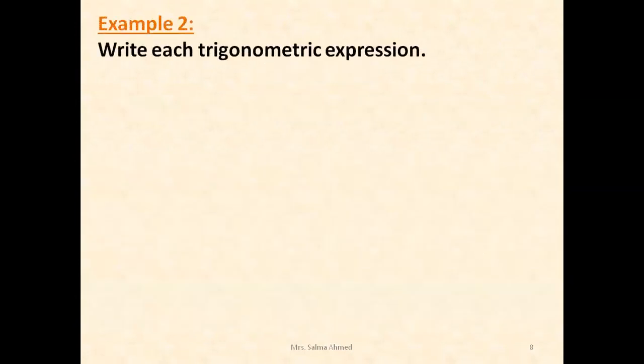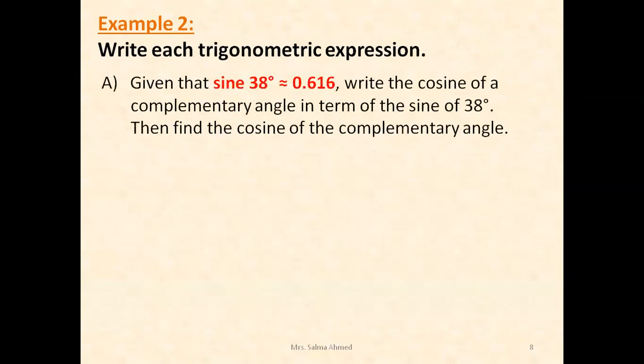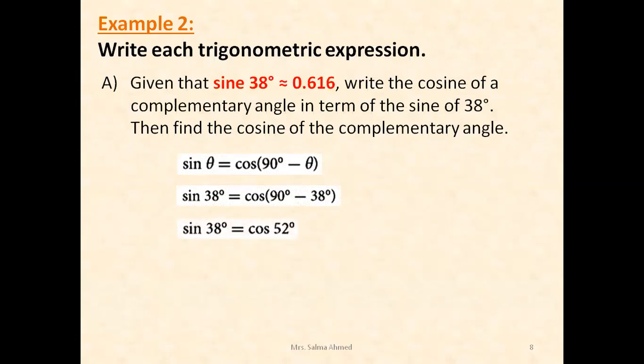Write each trigonometric expression. Given sine 38 degrees is approximately 0.616, write the sine of a complementary angle in terms of sine of 38. Then find the cosine of the complementary angle. So if I have sine theta equal to cosine 90 minus theta, which is the complementary, theta here is 38. So I'm going to replace theta by 38. Sine 38 equals cosine 90 minus 38.